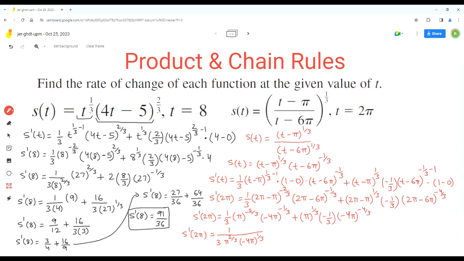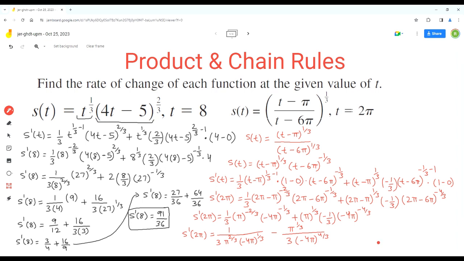Now in the next part, we have this negative 1 over 3, so we get negative, and then pi has a positive exponent 1 over 3, so it will stay in the numerator, so pi exponent 1 over 3, and the 3 and negative 4 pi terms can be moved to the denominator, so we'll get 3 and then (negative 4 pi) exponent 4 over 3. So this can be the final answer for the derivative of this second function at t equals 2 pi.